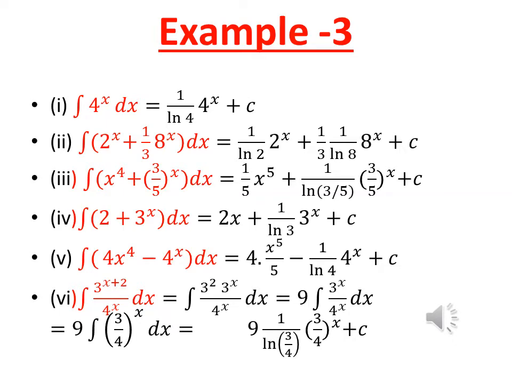So we want to integrate 3 power x over 4 power x dx. The power is the same, so the base is 3 over 4 total power x. So the integration will be 9 times the integration of (3 over 4) power x. The constant is 3 over 4, so the result is divided by ln of the constant, ln 3 over 4. So the final result is 9 times (3 over 4) power x over ln 3 over 4.